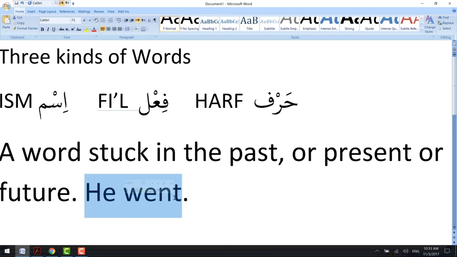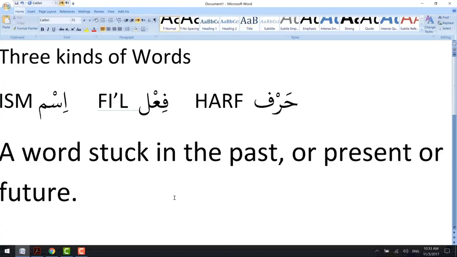So even though we're not getting into that technically, all I need you to know is it's not as simple as just calling it a verb. I want you to think of it as more than just a verb. So I said an ism is more than just a noun. And now a fi'l is more than just a verb. All you need to know is that it's stuck in the past or present or future.